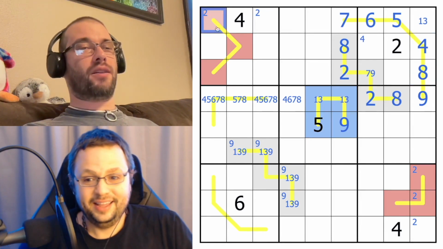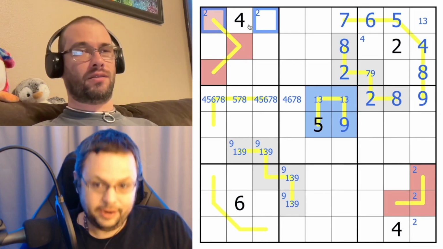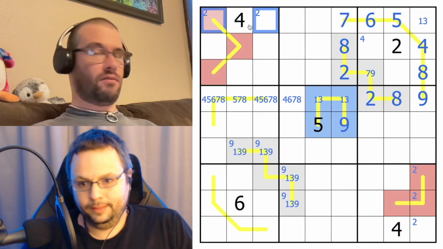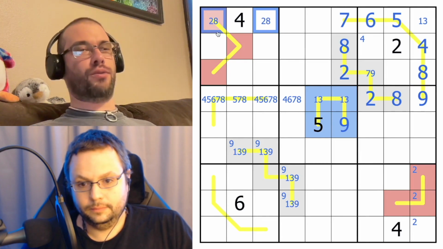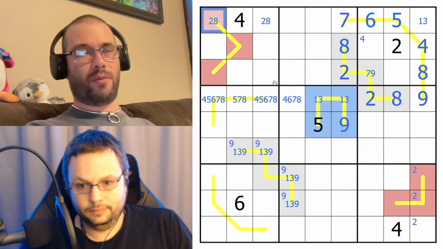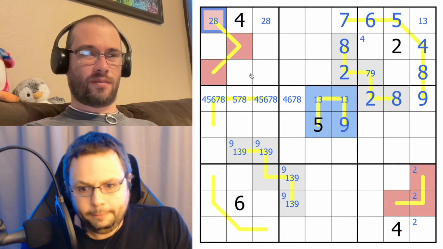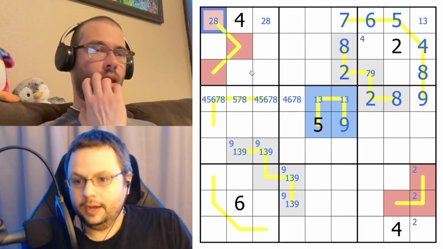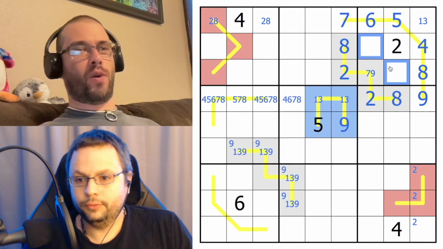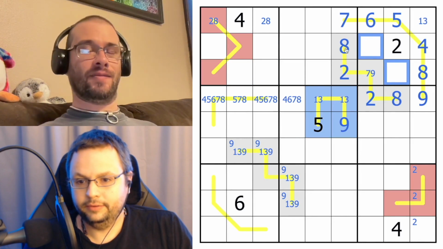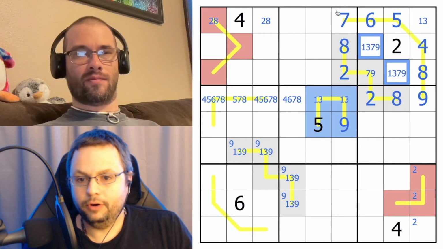Yes, so the 8 goes up here, so this is a 2-8 pair now. And 2 or 8 is not very restricted on the end of a thermo. Indeed, I agree. Let's fill out the rest of box 3. Looks like 1379. 1379, okay. And you can clear out 8 from row 4.